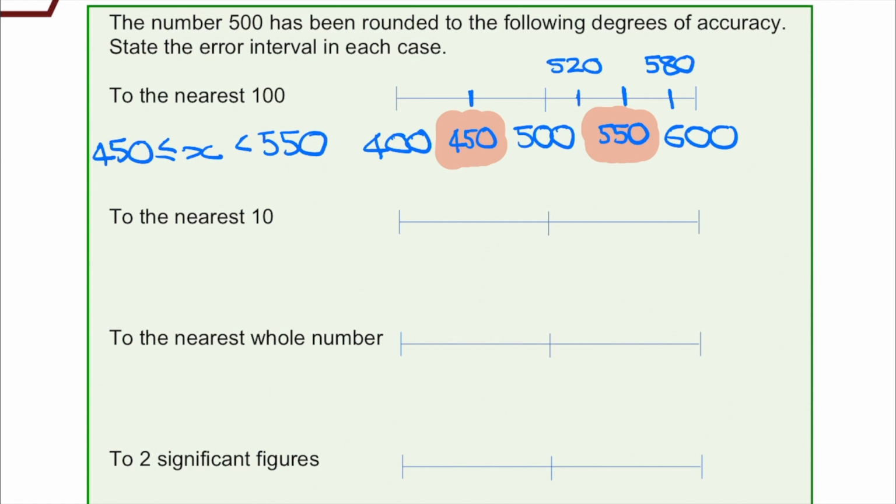But if you look closely at the inequality symbol that I used on the left here, it does have the little underlining bit, which means it can be equal to the 450, but on the right-hand side, it doesn't have it, which means it can't be equal to the 550.